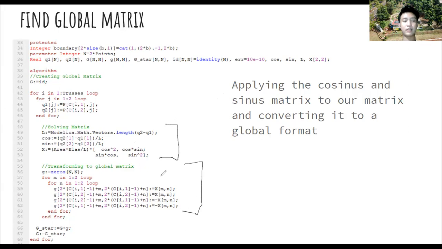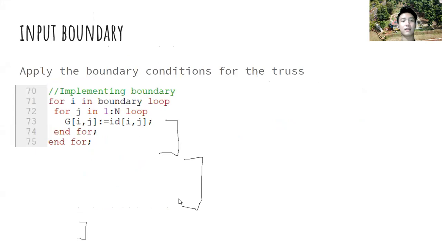Me and Infranavis have already set this code up in OpenModelica. And then the last step is combining all the global format matrices. So let's jump to the next slide.